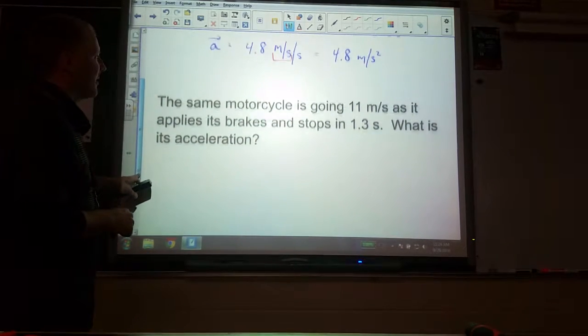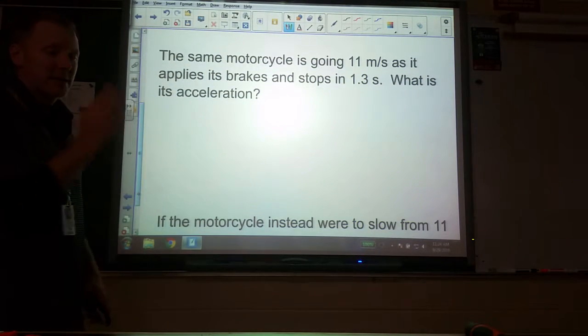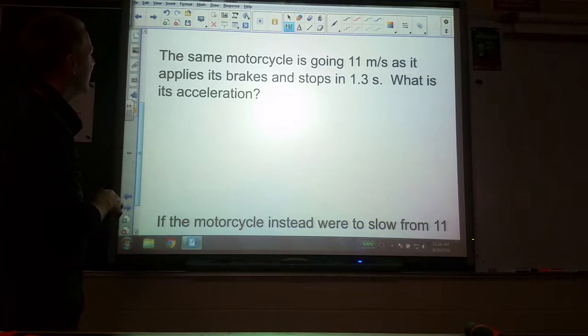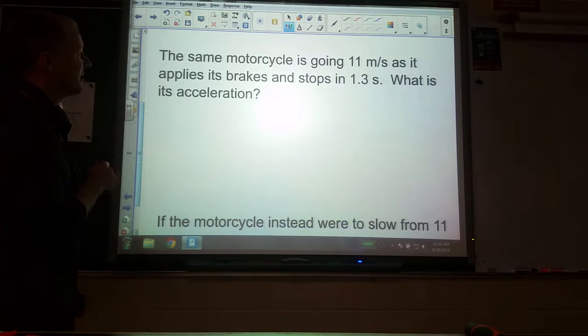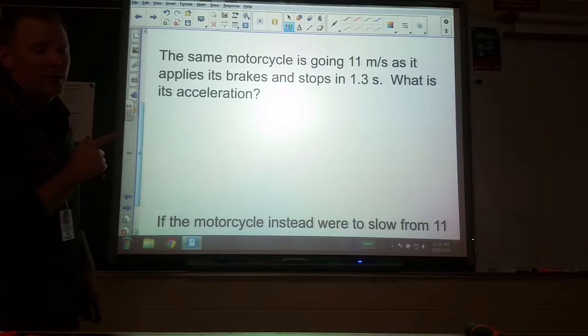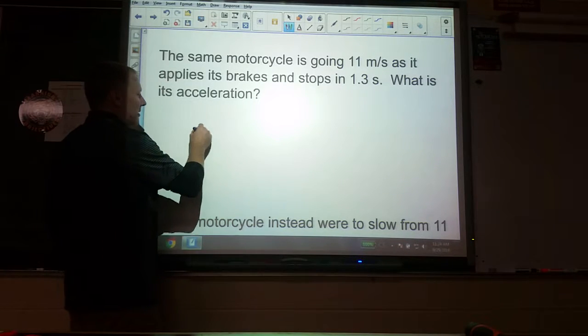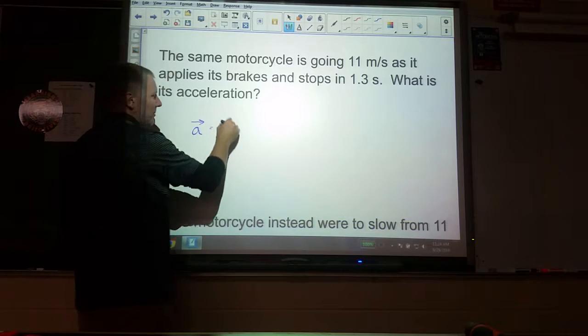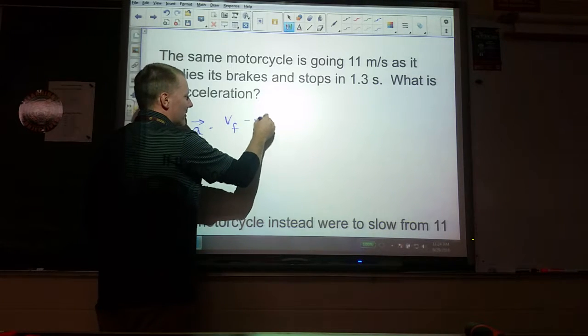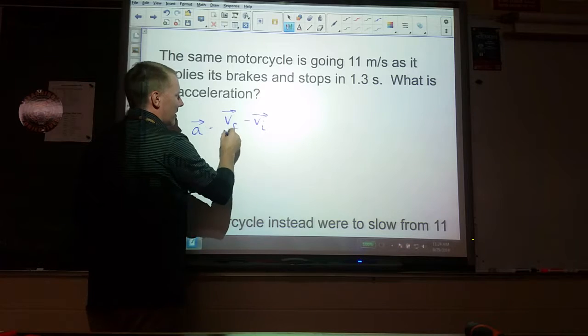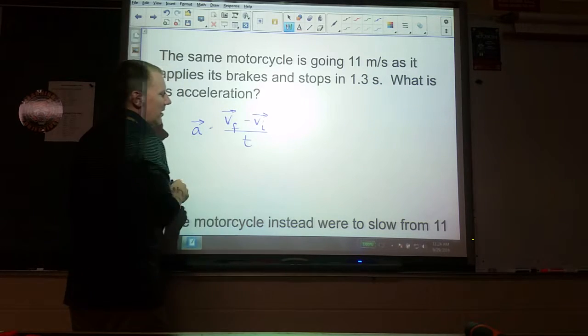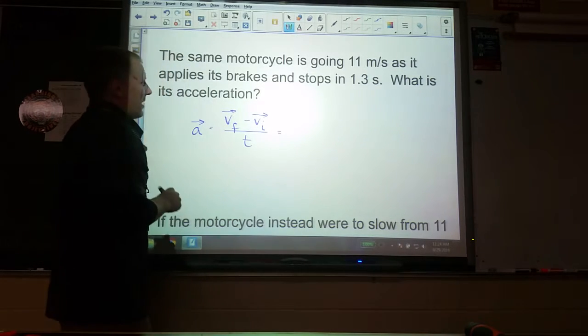Going down to another example with this now, same motorcycle, it's cruising at 11 meters per second, and it applies the brakes. The rider applies the brakes and stops in 1.3 seconds. What is the acceleration now? Same question, or at least same setup. It'd be final velocity minus initial velocity. Both of those are vectors when it's important for us to do that.